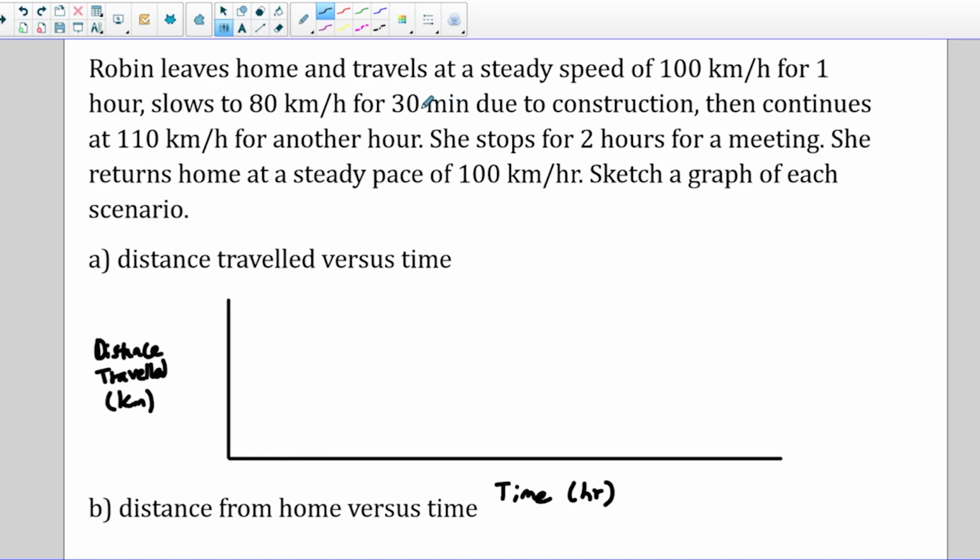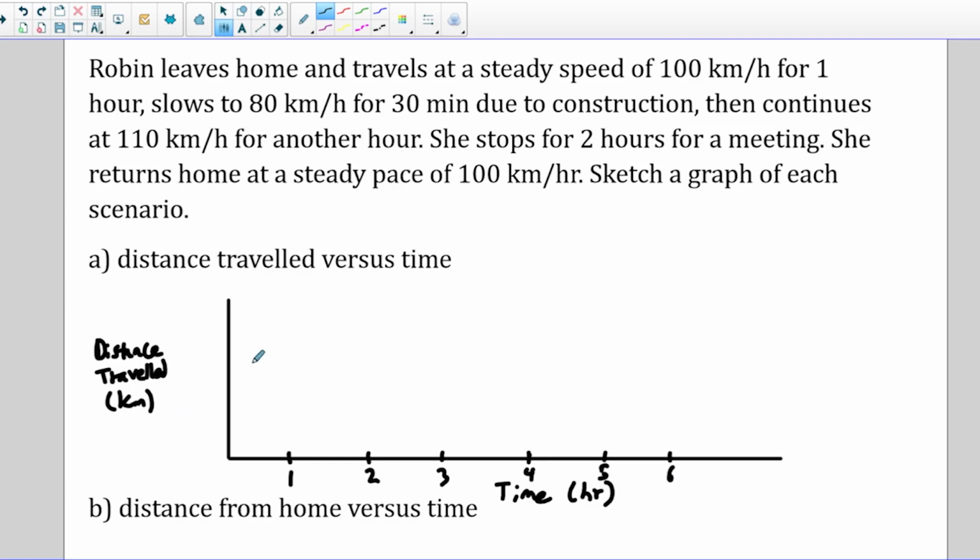So we go for 1 hour, then 30 minutes, another hour, 2 hours, and then she returns home. So we can probably be pretty safe going up by intervals of 1 hour along the bottom here. So if this is 1 hour, 2 hours, 3 hours, 4 hours, 5 hours, and 6 hours here.